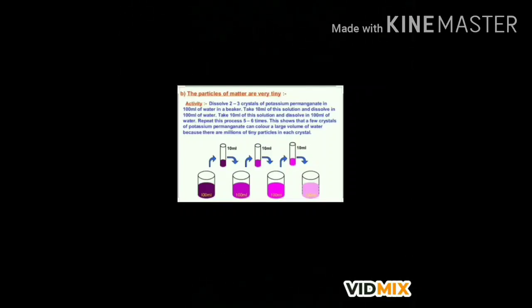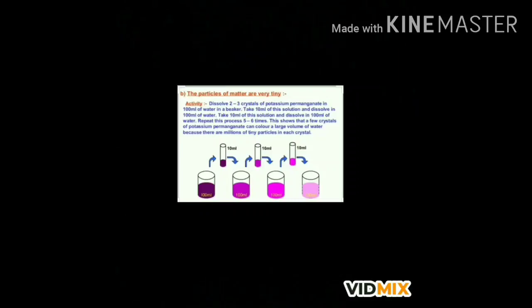Now take 10 ml of the solution prepared in step 2 and put it into another 90 milliliter of clear water in another beaker. Keep diluting the solution like this about 5-8 times. Now a question has been arising in your mind: is the solution still colored? How many times can you dilute the solution so that you don't see the pink color in the solution? How does this tell us about the particles in the crystals?